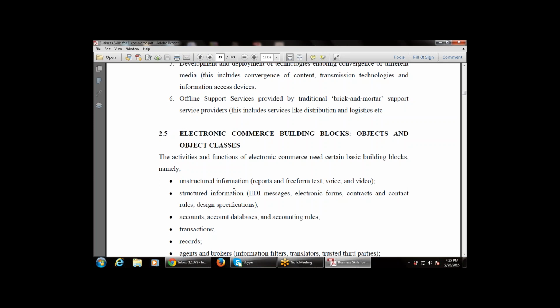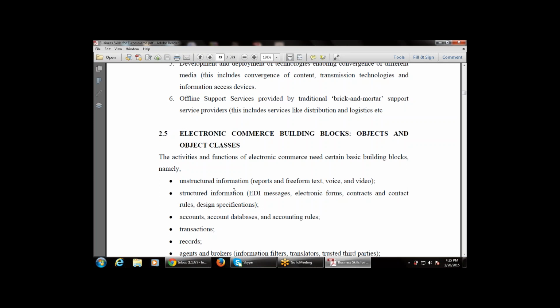A building block is like a pillar that we use in a house. First of all, there must be a pillar standing up, so that we can build the house, we can build the home, we can build anything. So first of all, pillars are available. These are the various pillars or building blocks of e-commerce. Next is transactions.